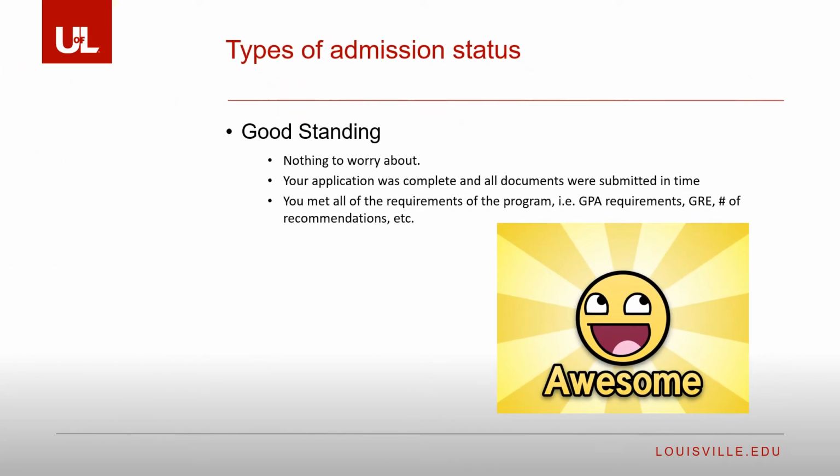A student admitted in good standing means that their application was entirely complete from the point of admission. This means that the student had submitted all necessary application materials, all documents were official copies, especially as it relates to the transcript, and the student met all minimum criteria as published by the program. A student admitted in good standing does not need to take any further action once they receive their admission letter.